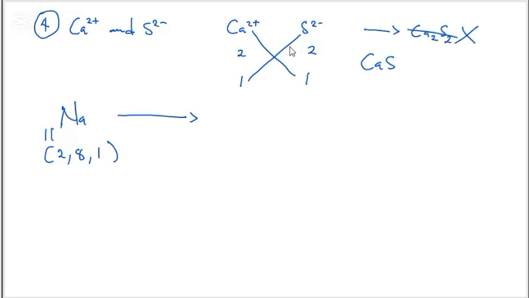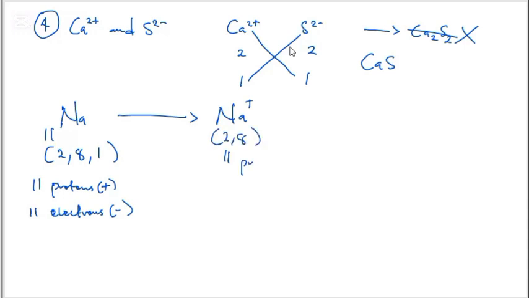So what happens? Sodium will lose this one electron and become sodium positive. Why positive? Because before there were 11 protons which are positively charged, and 11 electrons which were negatively charged. But since it is losing an electron, they will now become 11 protons, which are positively charged, and 10 electrons, which are negatively charged.